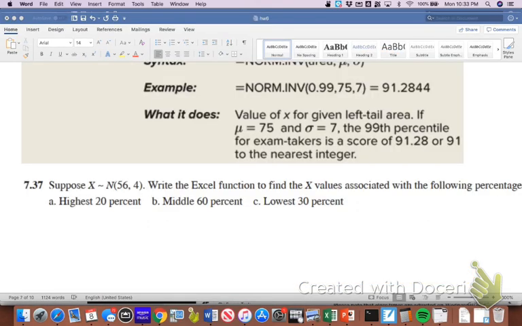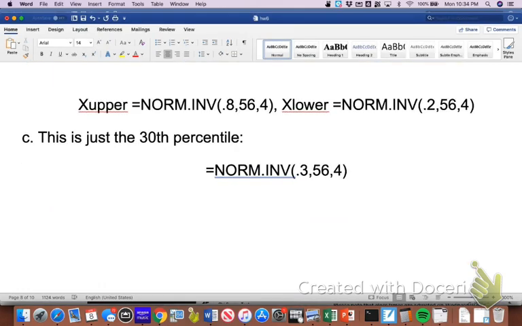Then the lowest 30%. This is the only example we've had so far where it just means exactly what it says. The lowest 30% basically means, who am I better than? Well, I'm better than all these guys down here in the lowest 30%. So when I type it into my formula, it is just going to look like this. And there is my 0.3 to represent the 30th percentile. And again, Excel will do the work for you.